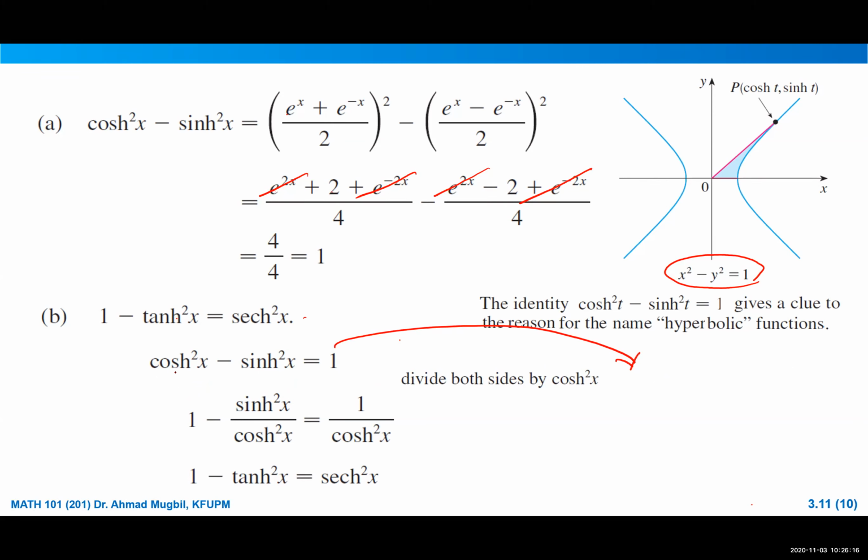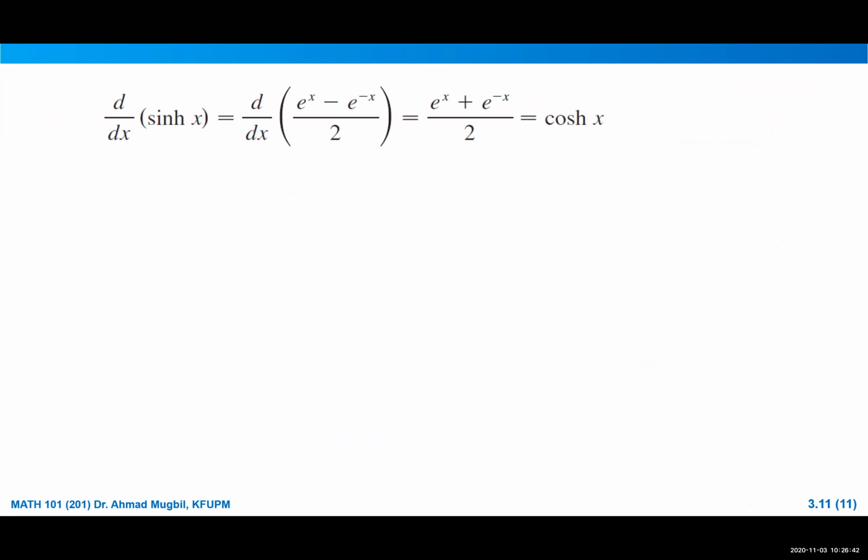By sine. So you will have cotanh squared minus 1 equals 1 over sine squared, which is cosecant squared x. So be careful, the identities are not the same. Here it is 1 minus tanh squared, here it is cotanh squared minus 1, of course. Be careful about them.